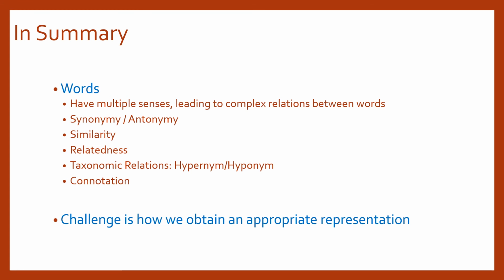Until now, what we have discussed is what kinds of relations exist among words, and now the question is how we are going to use this knowledge about word meanings to obtain an appropriate representation. That's the first part of the lecture. In the next part, we are going to see what motivates us to obtain a vector representation and what intuition works behind these different models.